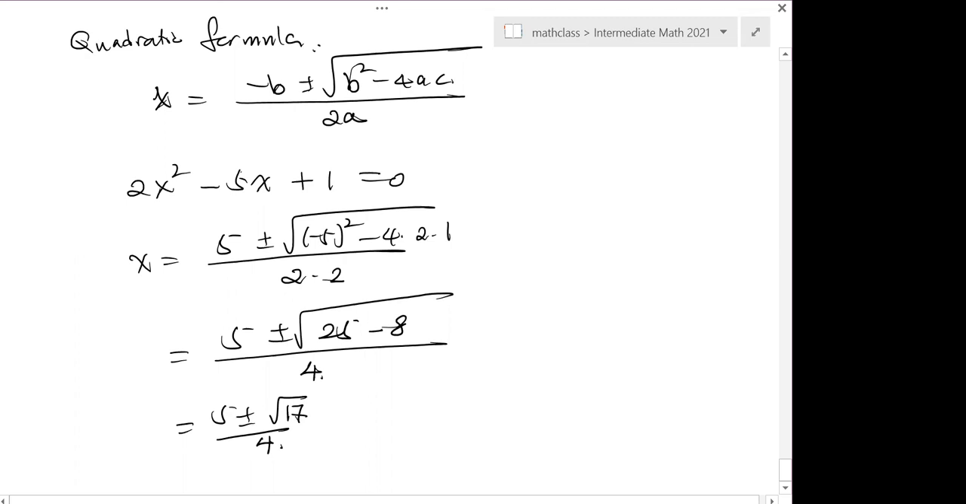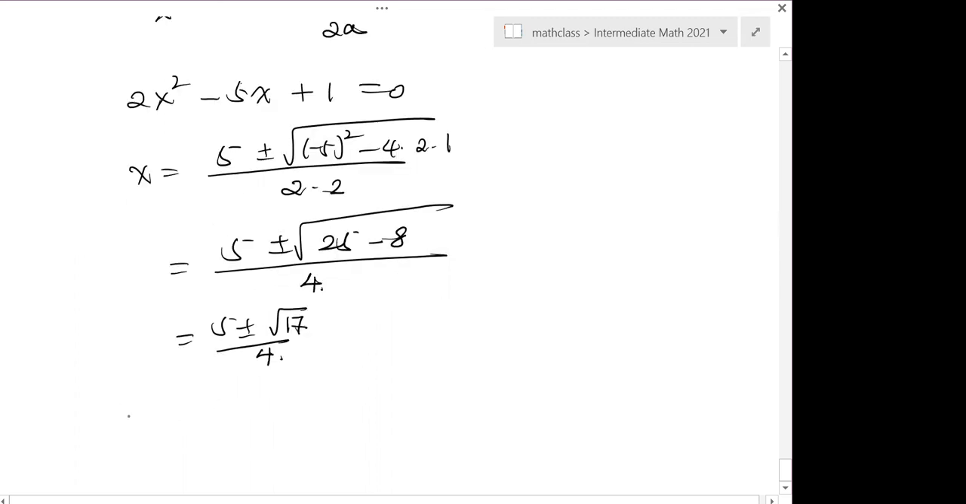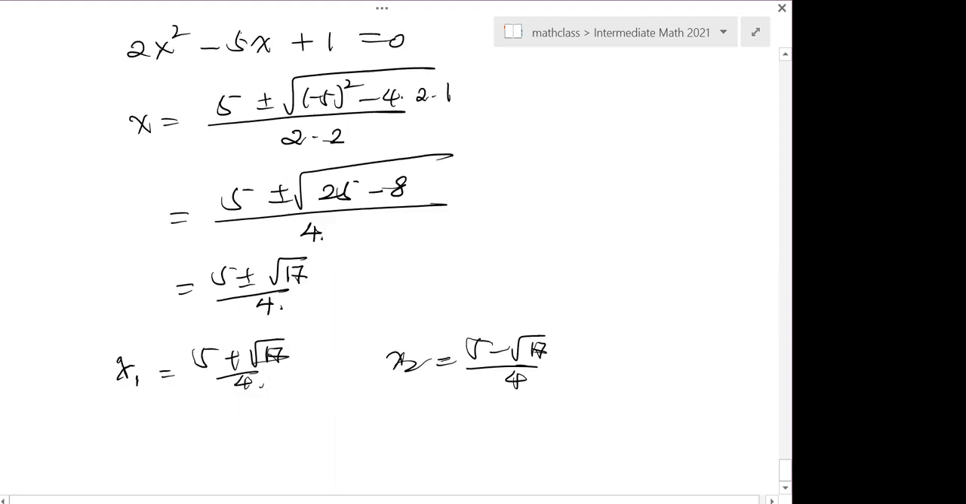Yeah, 17. Okay. So you have two roots here. The first one is 5 plus the square root of 17 over 4. The second one is 5 minus the square root of 17 over 4. Both are positive, but very, very bad numbers. That's an irrational number. Okay.